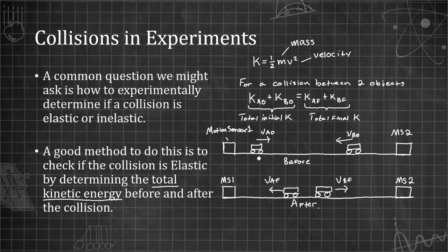Now, sometimes we are limited by the tools that we have. We might not always have a motion sensor, but there is a way to do this with just more classic and more conventional equipment. So using something like a meter stick and a stopwatch, if we're assuming that these are going at a constant velocity beforehand, we could measure the displacement and the time of each object going into the collision, and the displacement and time of each object after the collision, and we can use that to calculate the initial and final velocity of each object.